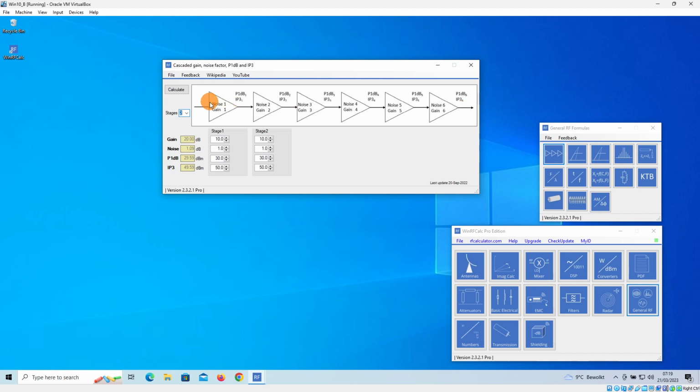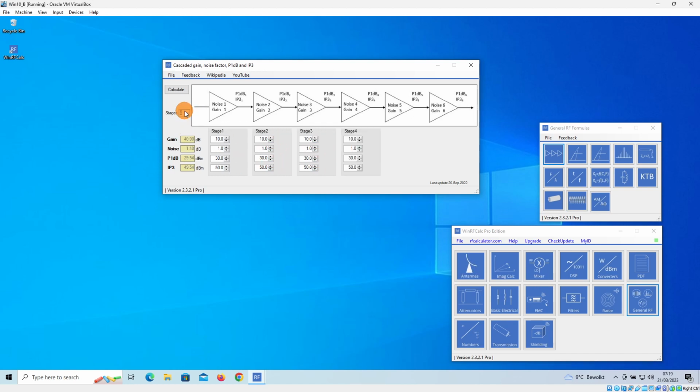So what you see here in the picture is a maximum of 6 amplifiers, which are described by their noise factor, their gain, the 1 dB compression point, and the 3 OIP, the third order intercept point. For each stage you can define or select various values to set these 4 parameters of each amplifier. So here you say this is the gain, the noise factor, 1 dB compression point, and the IP3. Same for stage number 2: gain, noise, 1 dB compression point, and IP3.